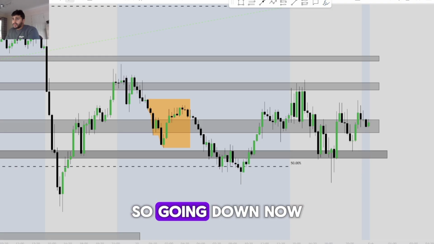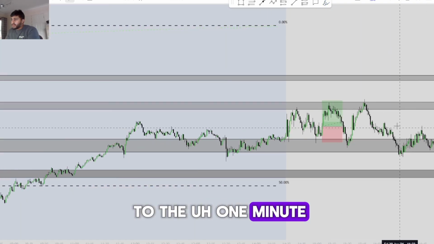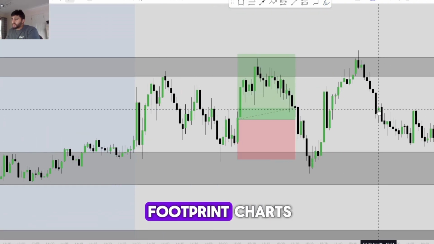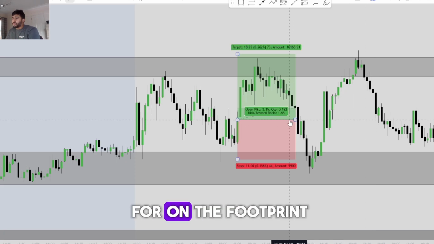So going down now to the 1 minute, I'm going to be breaking this trade down in terms of the footprint charts, what I was looking for on the footprint charts, right?